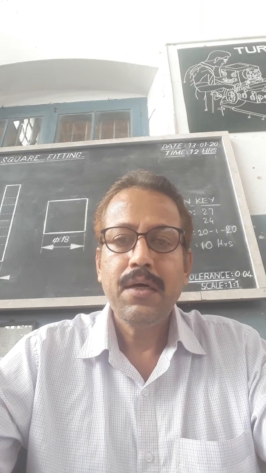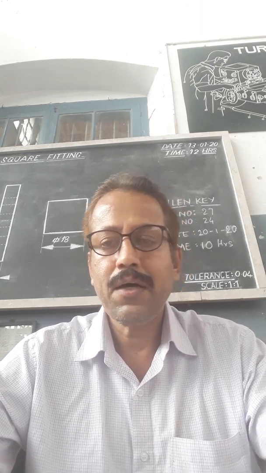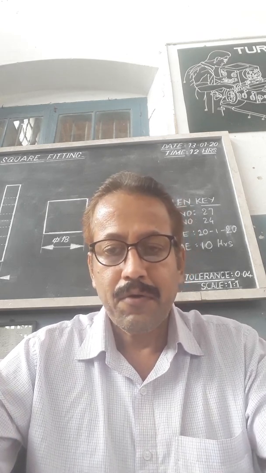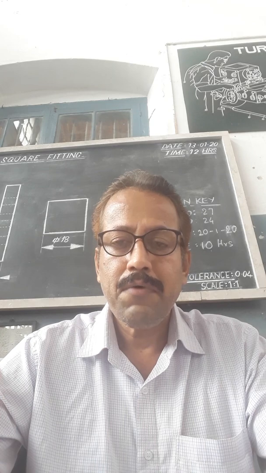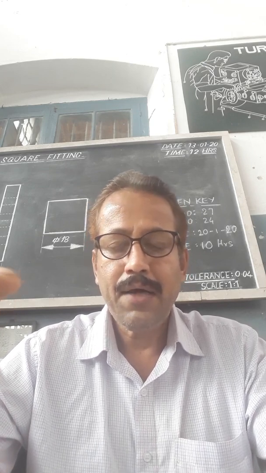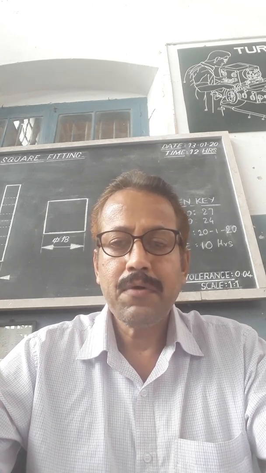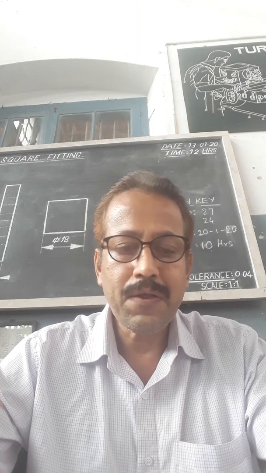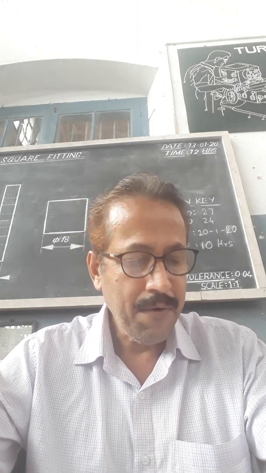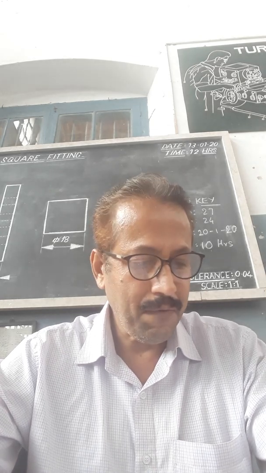Saddle key means a rectangular piece having a bottom surface with a curvature equal to the circumference of the shaft. So this keyway is cut only on the hub but not on the shaft. The shaft is kept as it is, then this key is inserted between the shaft and the hub. In the hub, the keyway is cut and the bottom surface of the key is made with a curvature or radius equal to the radius of the shaft. This is used for light torque transmission from one shaft to the other shaft.